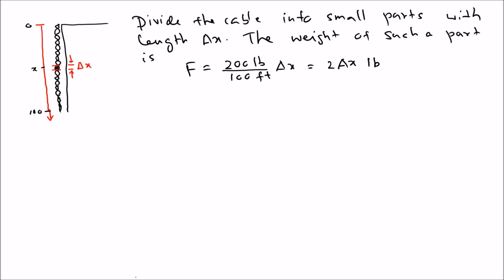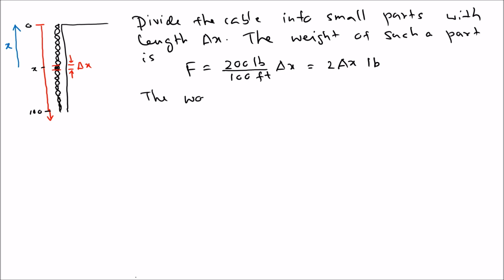So we know the weight. And how high does it need to go? You can see that it has to go x distance up. The small piece has to go this high. That's the distance you're going to pull it. You're going to pull that weight x distance up. So if you multiply this F by x, you get the work done. So the work needed to lift the delta x bar to the top.